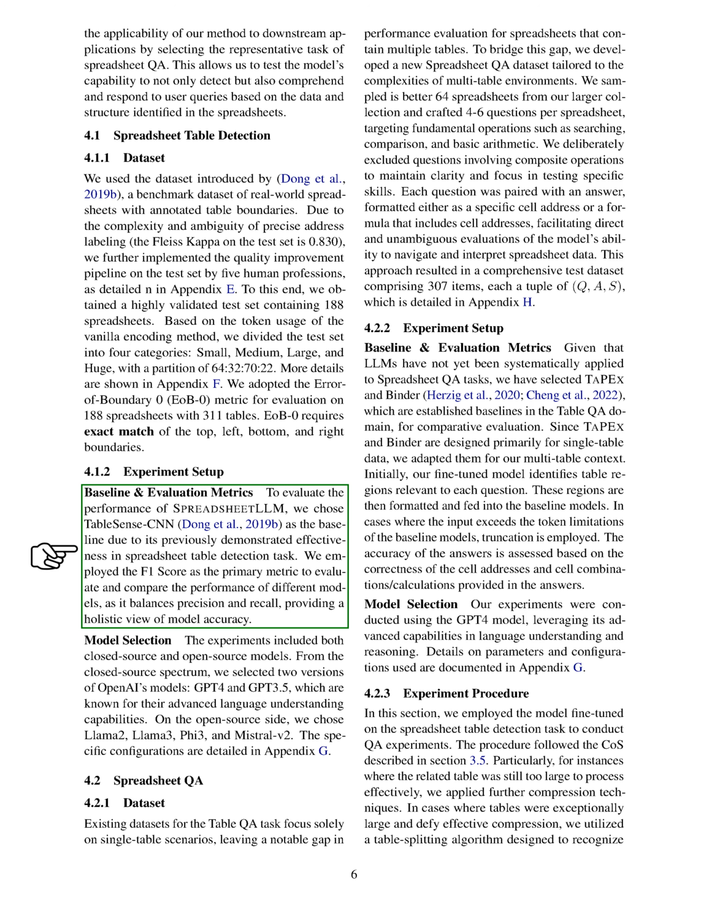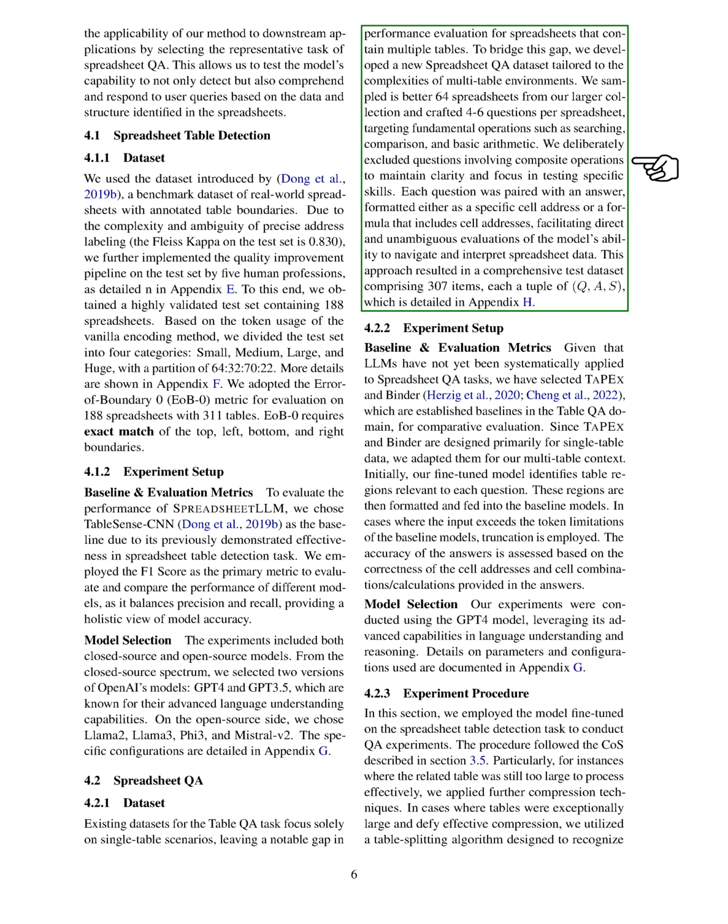For our experiments, we selected both closed-source models like GPT-4 and GPT-3.5 from OpenAI, known for their strong language understanding abilities, and open-source models like Llama 2, Llama 3, Phi 3, and Mistral V2. We created a new Spreadsheet QA dataset that focuses on multi-table scenarios, unlike existing datasets that only cover single-table situations. This new dataset includes 64 spreadsheets with 4 to 6 questions each, testing basic operations like search, comparison, and simple math.